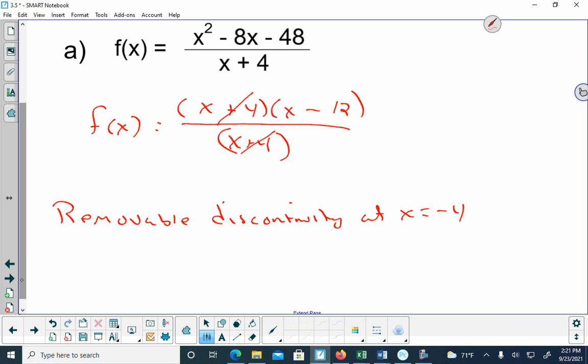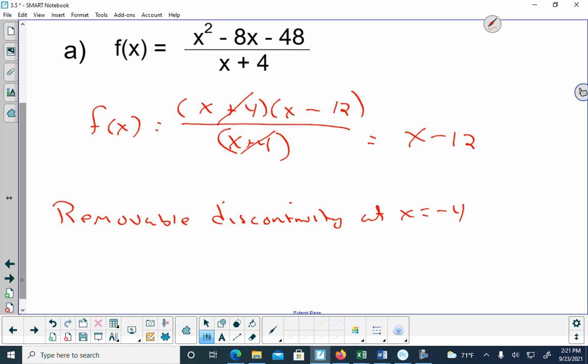Non-removable discontinuity at... No, wait. There are no non-removable discontinuities, right? It's continuous because it doesn't have a denominator now, because this simplified to x minus 12. So there's a removable discontinuity at x is equal to -4. There are no non-removable discontinuities.